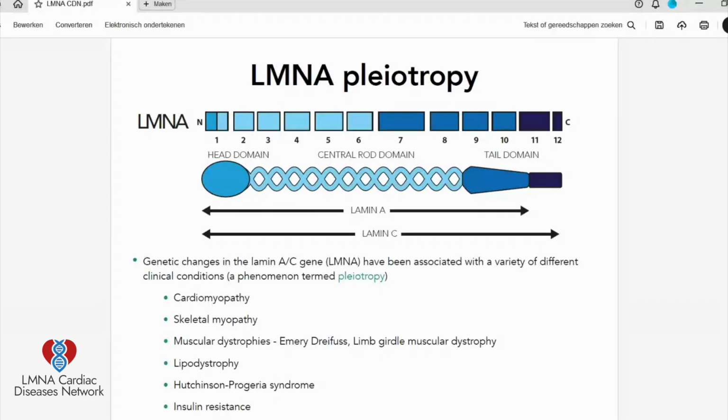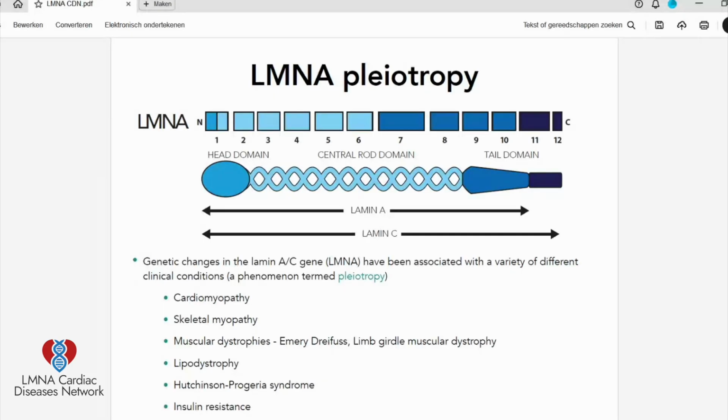But LMNA is probably the greatest example in the human body of a gene that displays pleiotropy, which means that it can cause lots of different things. So lots of different conditions can arise from the same gene. Obviously, cardiomyopathy is very well described. Different forms of skeletal myopathy, classically with muscular dystrophies, which have onset early in childhood, things such as Emery-Dreifuss, and then other rarer conditions such as lipodystrophy.